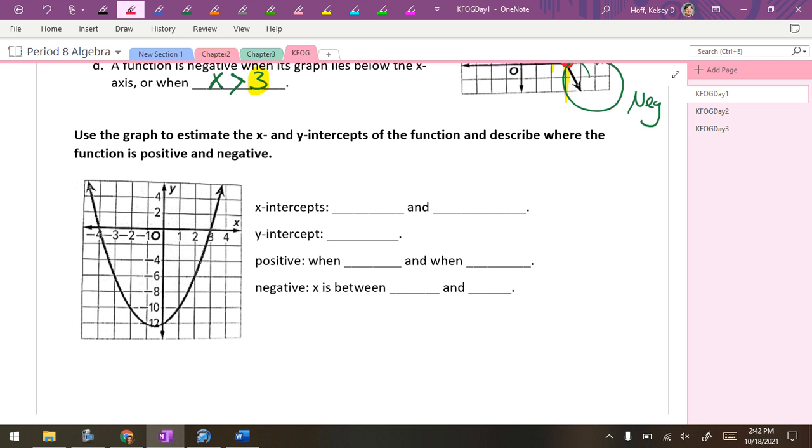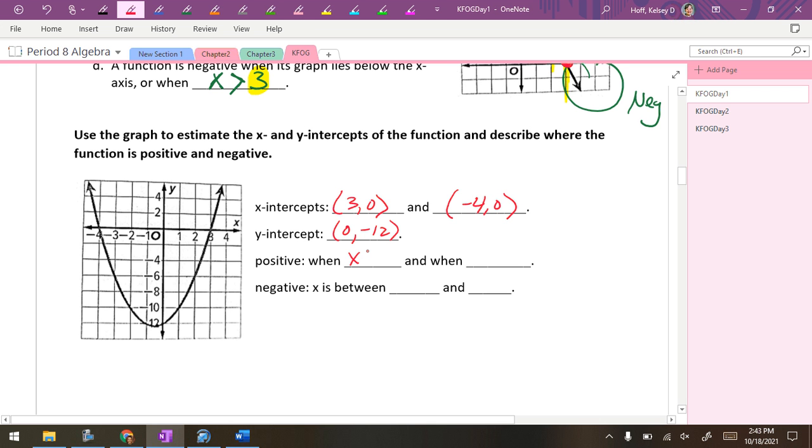The bottom one, just put 2 numbers in there. This is just 2 numbers. Who can raise their hand and give me one of my x-intercepts? Thatcher. 3. Ordered pair: 3, 0. Mason, what's my other one? Negative 4, 0. Who can tell me my y-intercept? Morgan. 0, negative 12.